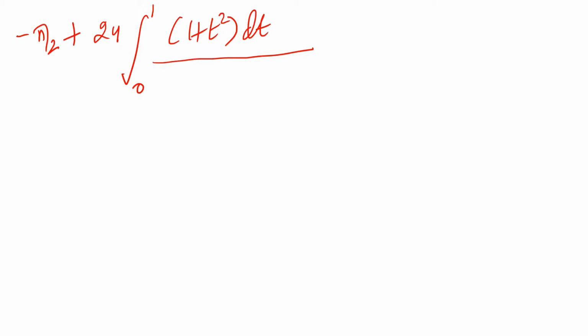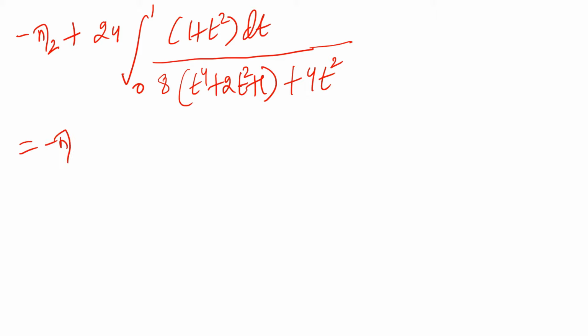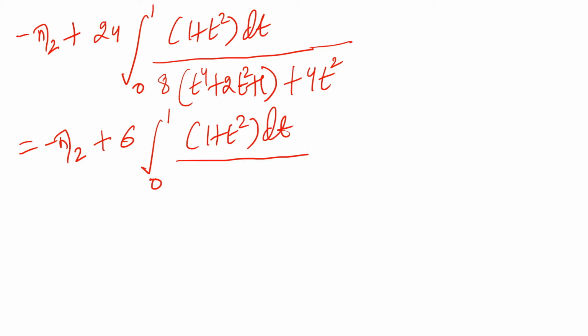Now the expression in the denominator was 8 into 1 plus t square whole square. So let me simplify this as t to the power 4 plus 2t square plus 1. And then outside the bracket we had 4t square. Fine. So now just take out 4 common from the denominator. And this 4 will cancel 24 by 6. That means it is going to be minus pi by 2 plus 6 times 0 to 1. 1 plus t square dt divided upon 2 into t to the power 4 plus 5t square plus 2.